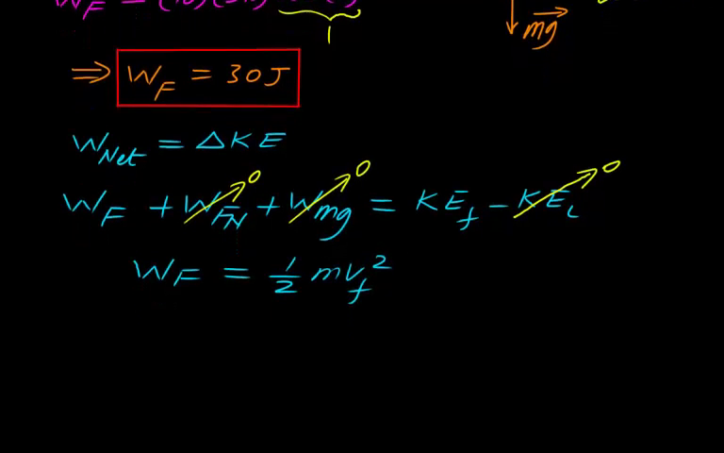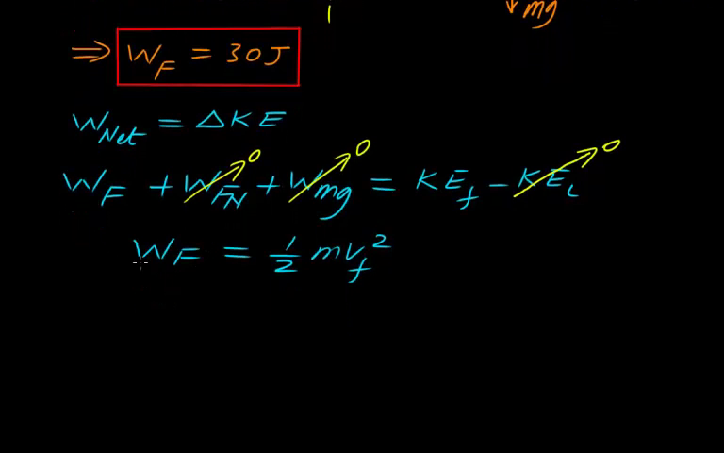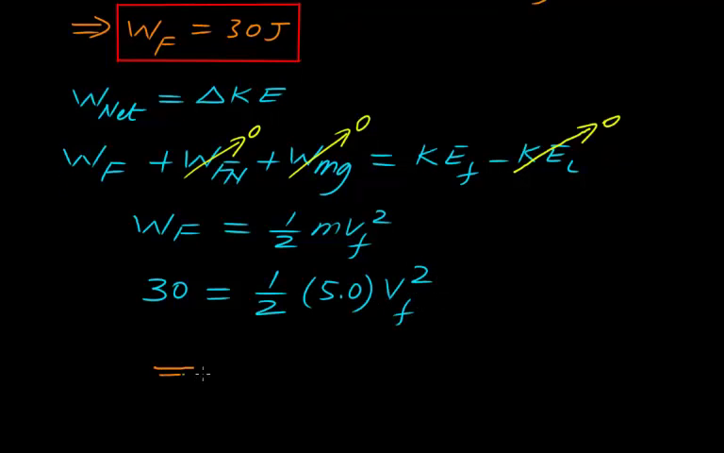Substituting the known quantities, the work done by the student force, we have solved for that one early on, which equals 30 joules, equals 1/2 the mass of the box, which is 5.0 kilograms, times the final speed squared. Solving for the final speed Vf, we obtain 3.5 meters per second.